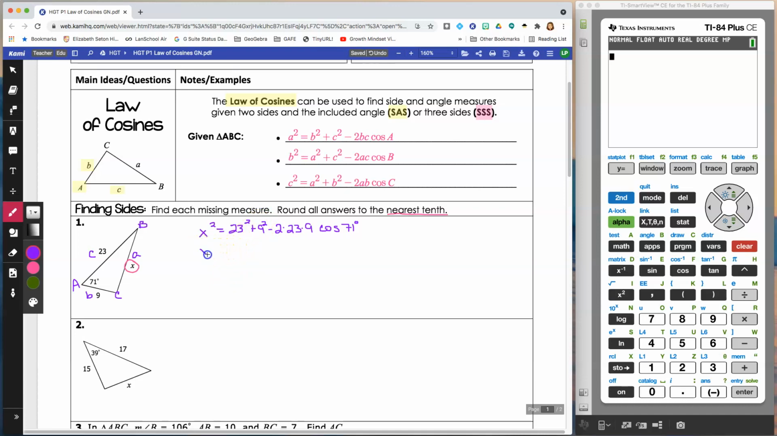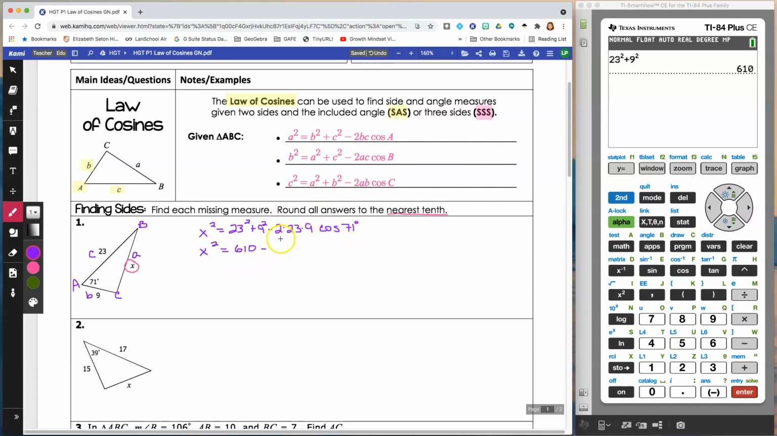So now I can simplify this a little bit. I have x squared is equal to, I'm going to type in my calculator 23 squared plus 9 squared, and that is equal to 610. Now, be very careful. I see this all the time. Students then want to subtract the 2 times 23 times 9 from 610. You can't do that because this is all grouped together by multiplication.